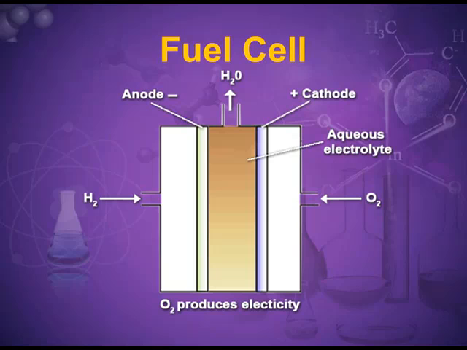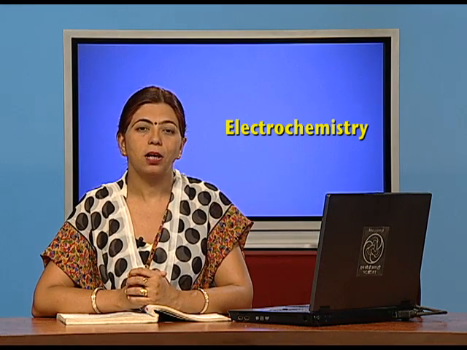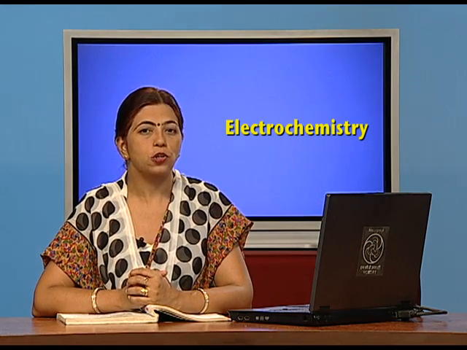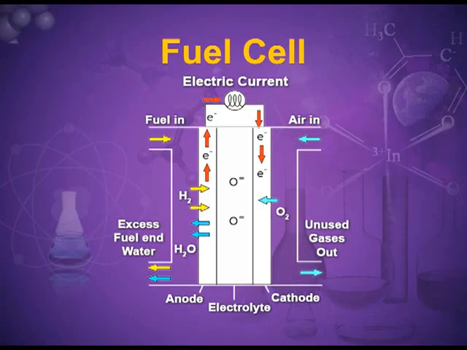From the diagram, you can see that from one side, hydrogen is bubbled constantly and from the other side, oxygen gas is bubbled. The electrodes are made up of porous carbon and the electrolyte is sodium hydroxide. The construction you can see. This is another diagram of the fuel cell which is showing the working and the combination of hydrogen and oxygen. The byproduct is water.